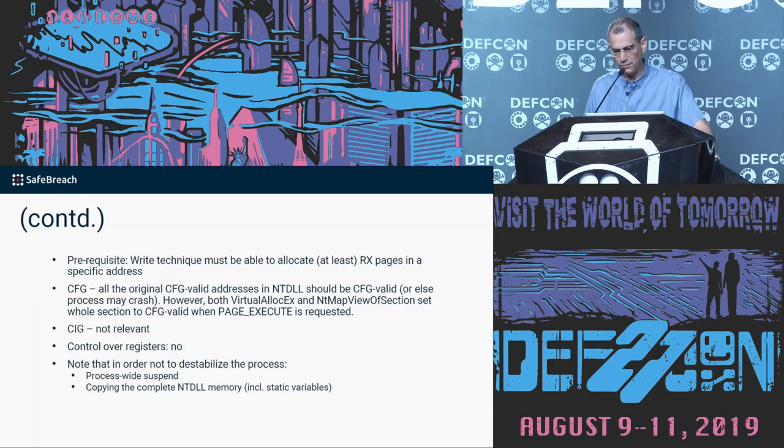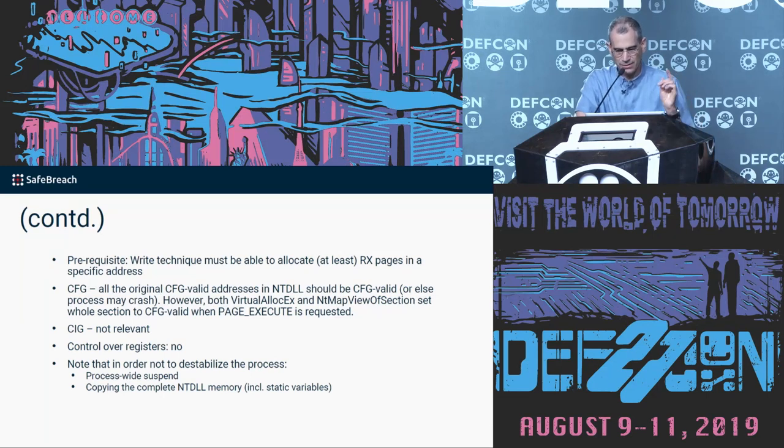And of course, with respect to CFG, it's a bit tricky because all the entry addresses in ntdll must also be CFG valid now after this switch. However, fortunately, when using NtMapViewOfSection and VirtualAllocEx, it is guaranteed that Windows sets the whole region to be CFG valid. So this is taken care of.